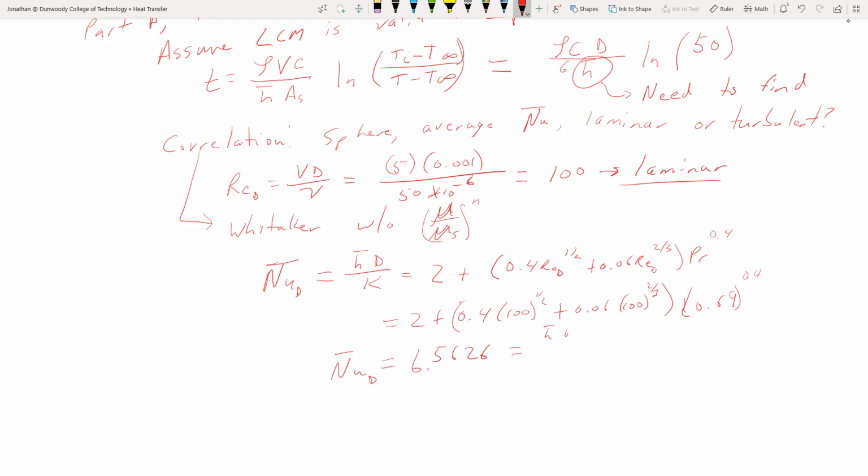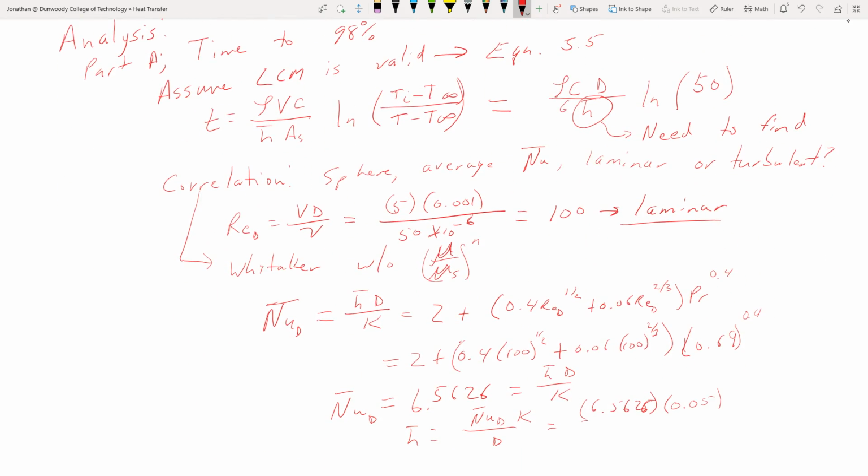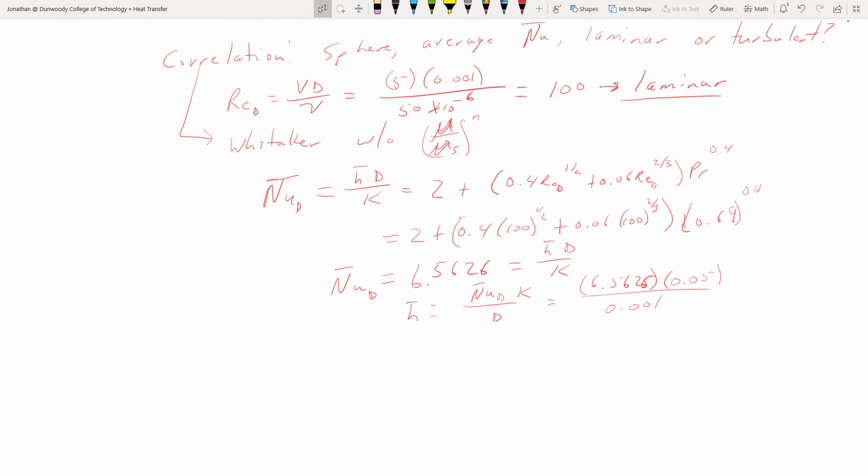And that is going to be h bar d over k. So h bar is Nusselt times k over d, 6.5626. k was 0.5, or 0.001. And so I get h bar is 328.1 watts per meter squared Kelvin.